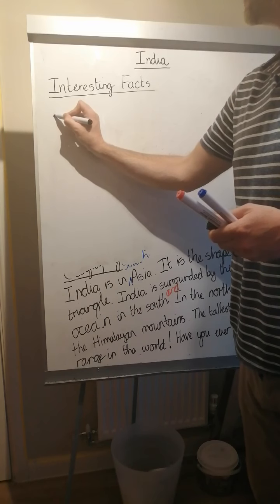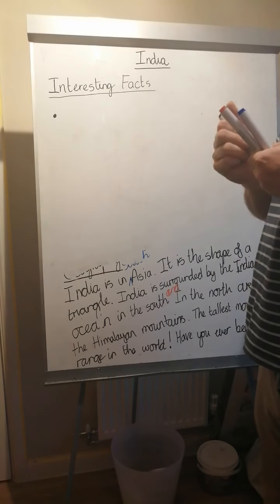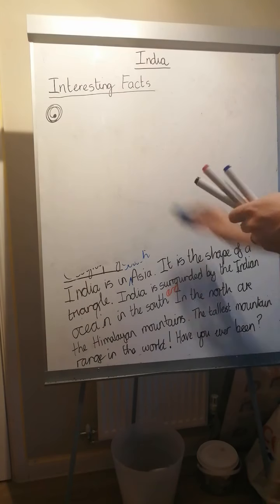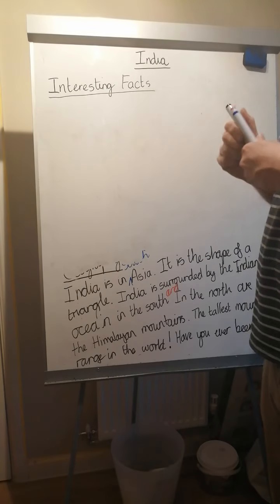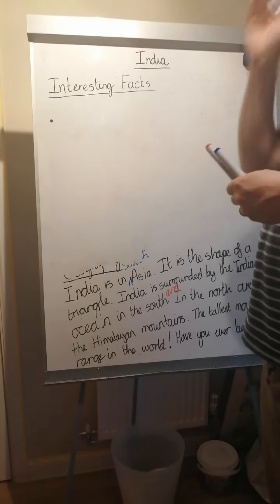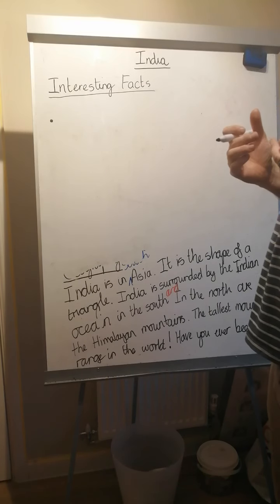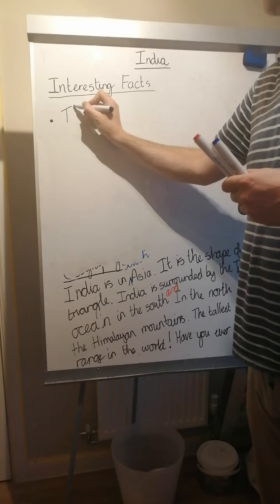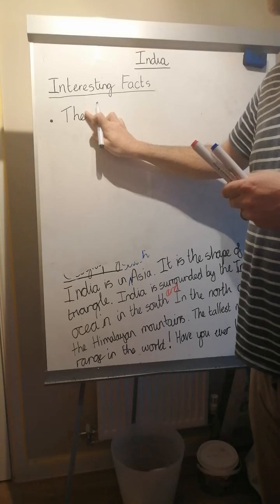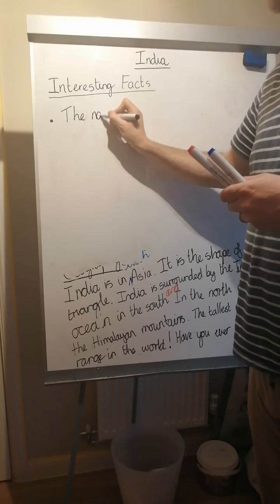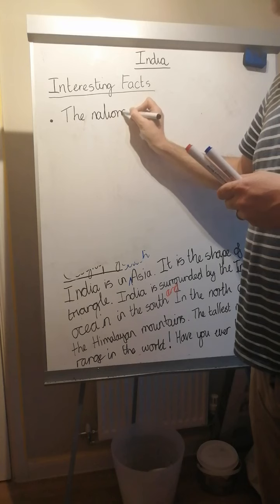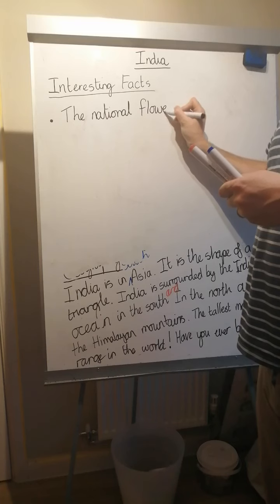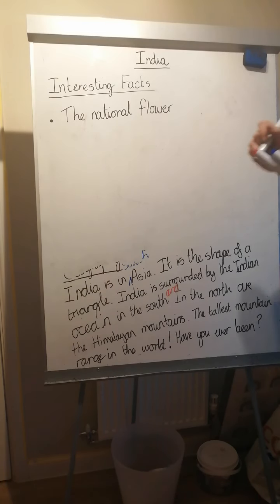So the interesting fact is a bullet point. So right at the edge of the page, we just put a nice big circle. Not too big, I don't want something like this. Okay, that's just silly. It just needs to be there to show that it's obvious. Okay, now the two interesting facts that we came up with in class were the national flour, not flour that you bake with, the national, good homophone there.